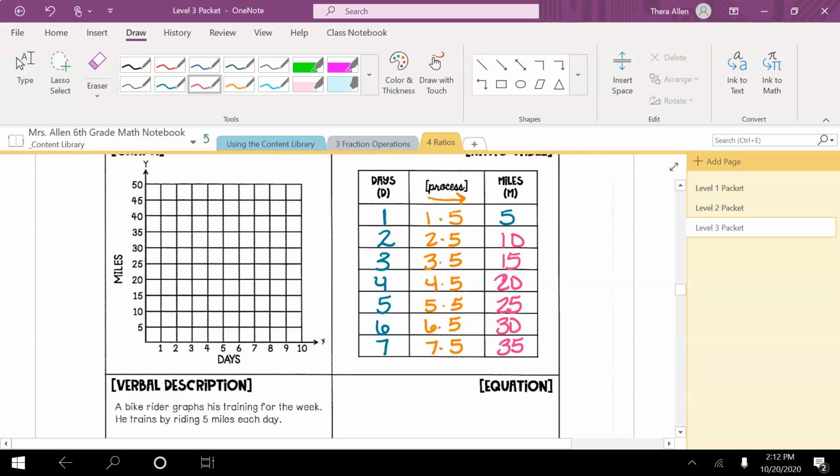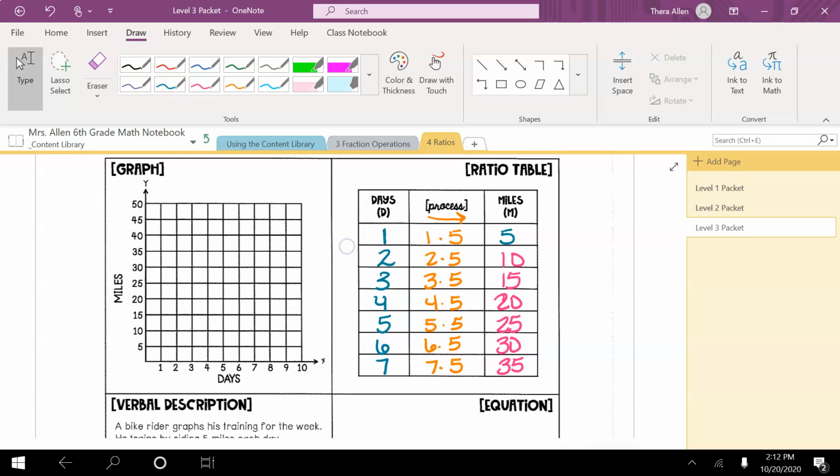Now I can take this information and plot it, but before I do, I need to remind myself that this is my x-axis and this is my y-axis. So my first ordered pair is 1, 5. So I'm going to go to 1, 5 and put my dot. Then I'm going to say 2 to 10, my dot, 3 to 15, 4 to 20, 5 to 25, 6 to 30, 7 to 35. And I could actually follow the pattern and keep on going, but I'm going to stop right there.